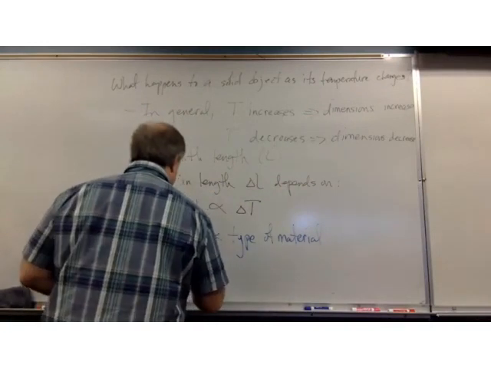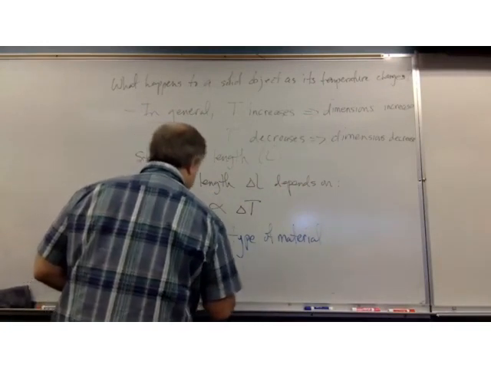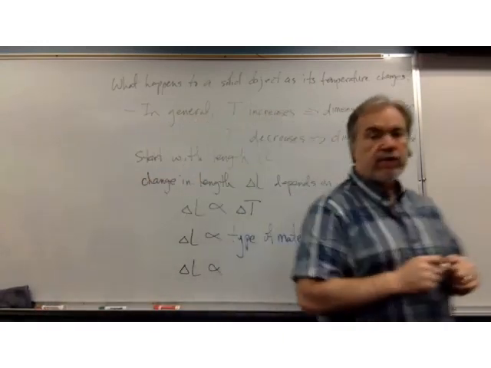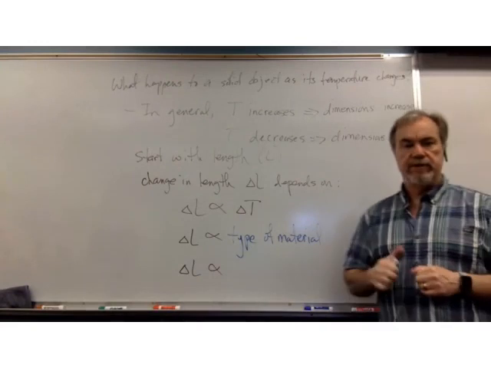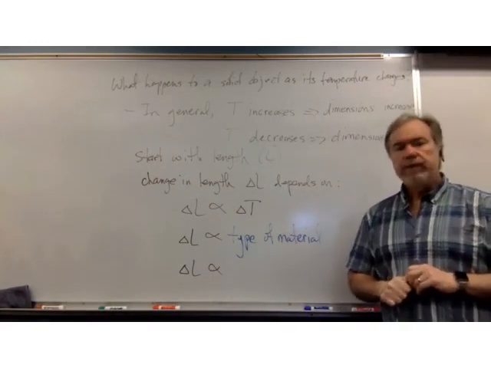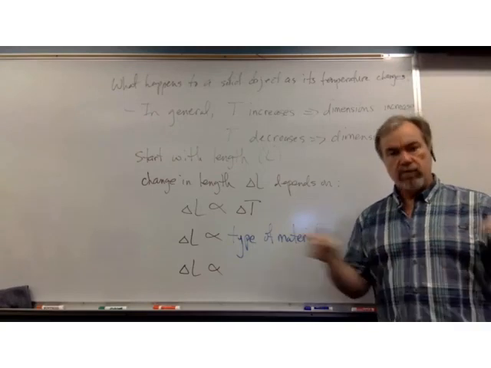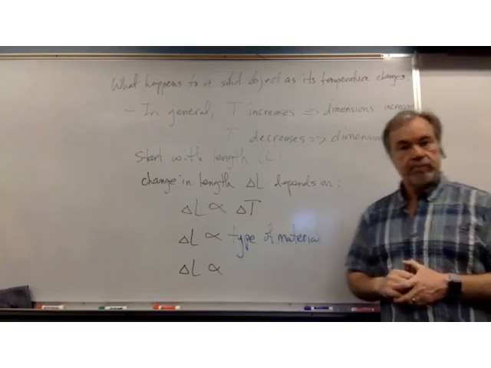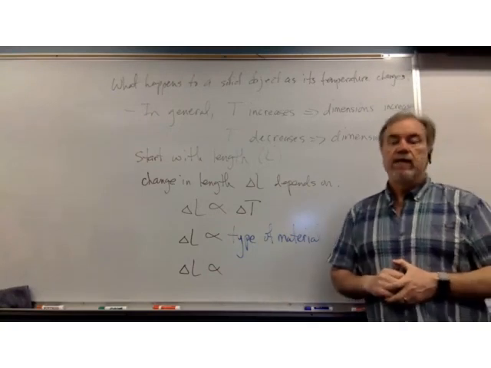And then this one here, this is less obvious perhaps, and I'll try to justify it for you. The third thing: the amount by which an object's length changes depends on how long the object was to start with, what its initial length was. Here's the idea, and here's the reason.